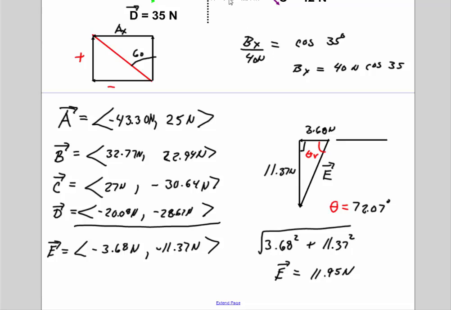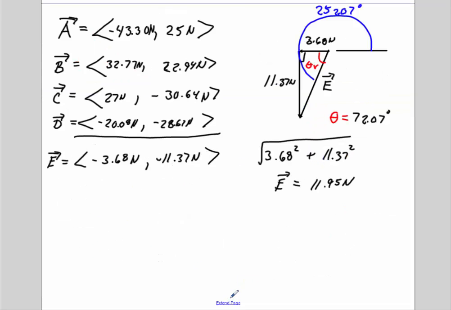Now if you're confused, if the question asks you how far is that coming off the positive x-axis going counterclockwise, then think of it in this respect. If you go from here all the way back over to this line here, you've gone 180. You need to go another 72.07. So we just take that, we add it to 180, and that gives me a value of 252.07 degrees.